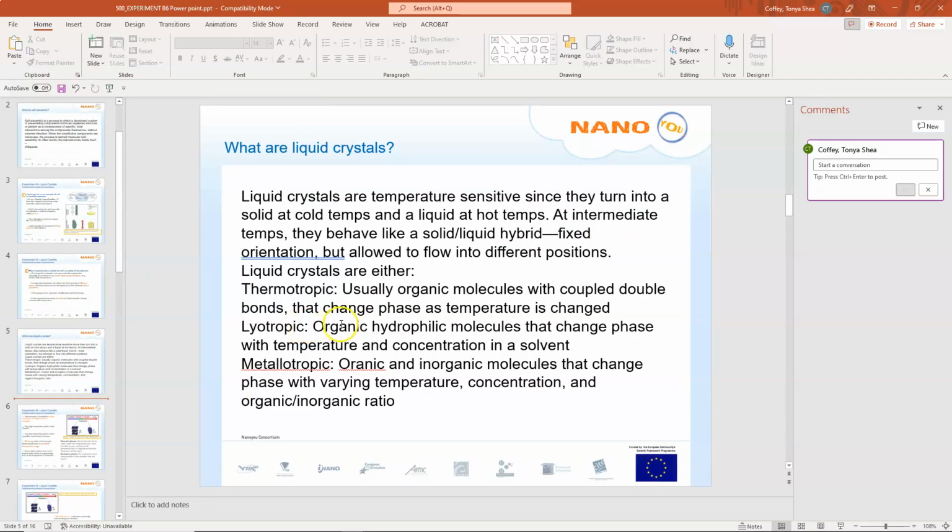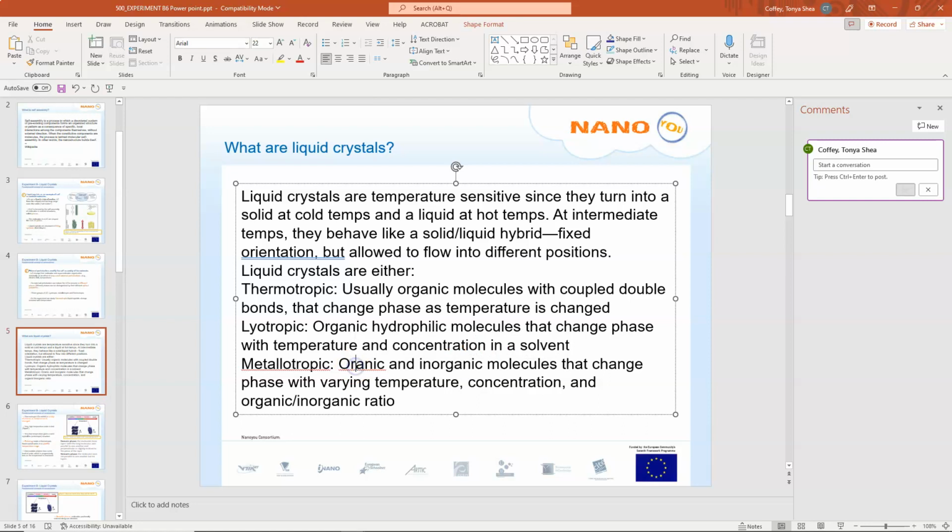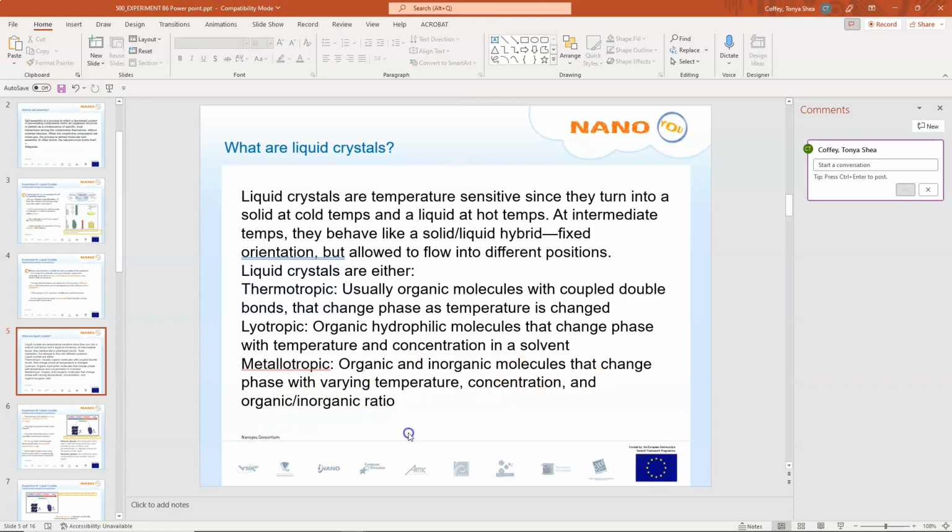But to define the other types, we talked about thermotropic. Lyotropic liquid crystals are able to change phase with temperature or concentration of the liquid crystal in some kind of solvent. And then metallotropic are molecules that can change their phase with varying temperature, concentration, and then ratio of organic to inorganic compounds in the liquid crystal. So as you can see, most of the liquid crystals, the thermotropic and the lyotropic, are organic molecules.